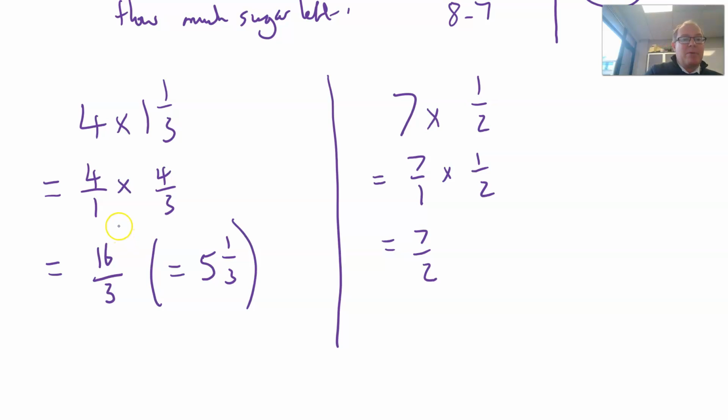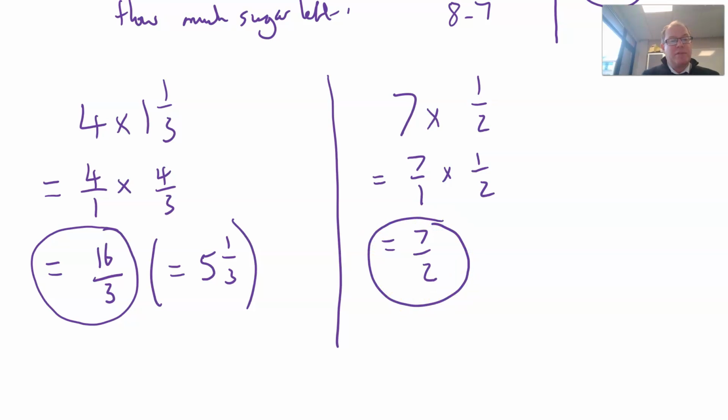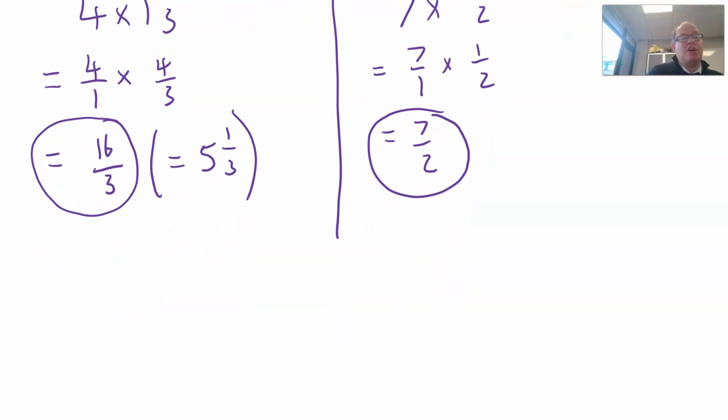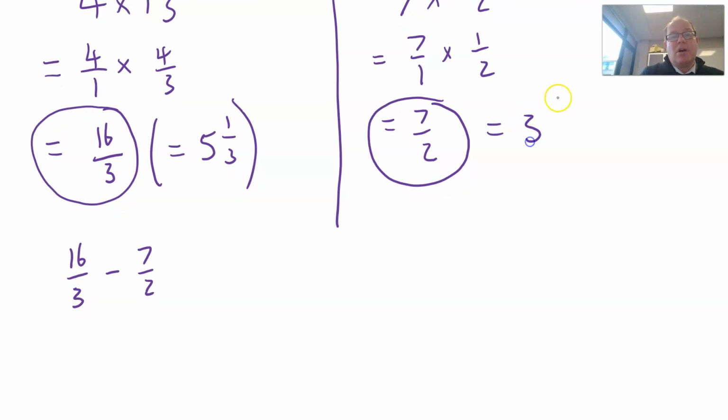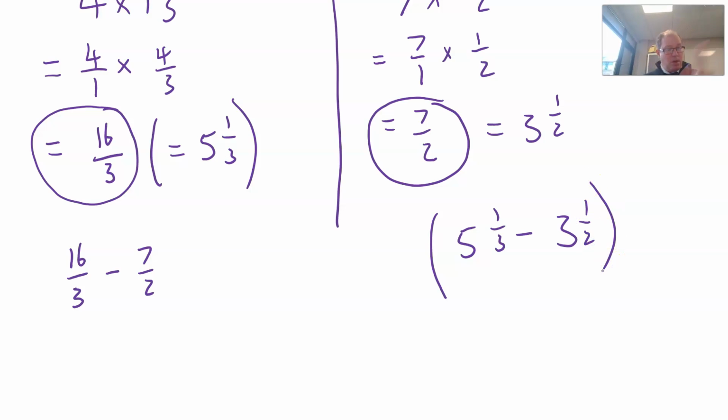So this is the amount, remember, that you have. And this is the amount you're using. So to find out how much sugar is left over, I need to do 16/3 subtract 7/2. Now, you could do that in mixed numbers as well. So obviously I've made another video on whether you choose to do it with improper fractions or not. So if you want to do it with 5 1/3 minus 3 1/2, you can. If you want to do it as 16 over 3 minus 7 over 2, you can. Do it now, pause the video, and then I'll go through it and you can check your answer.